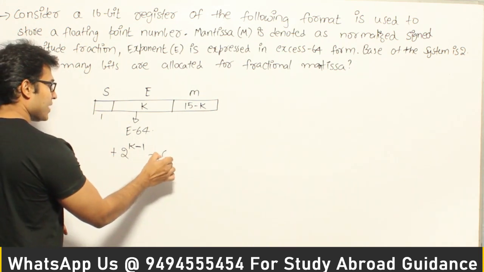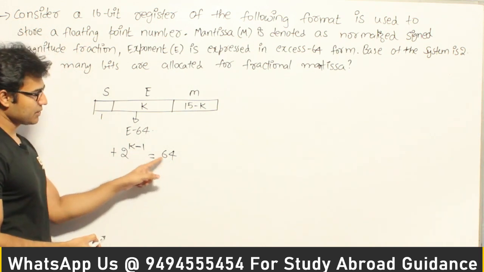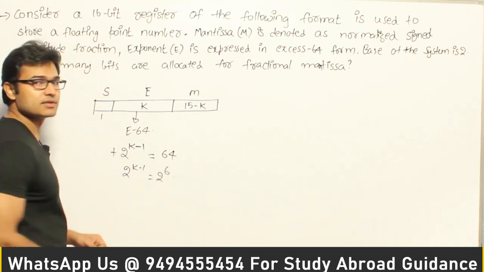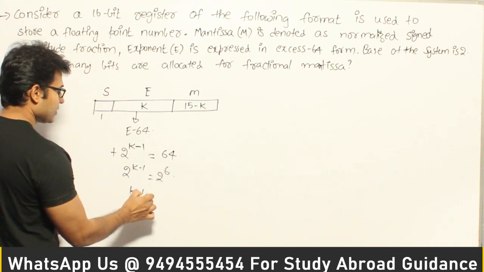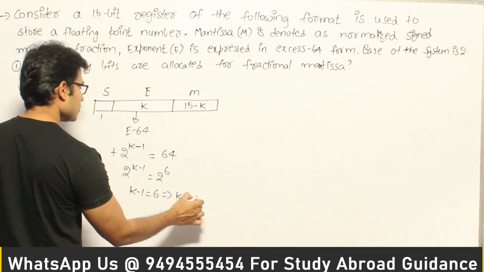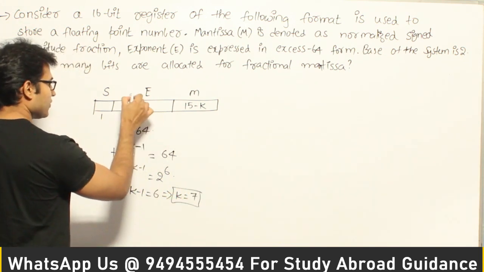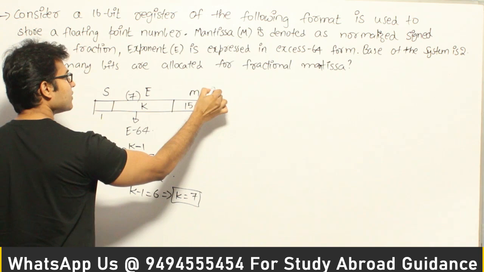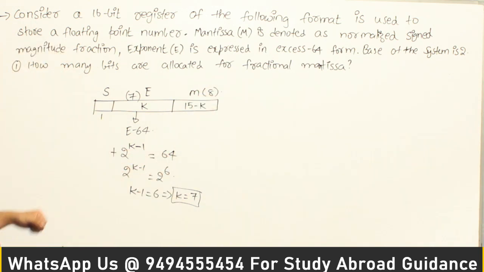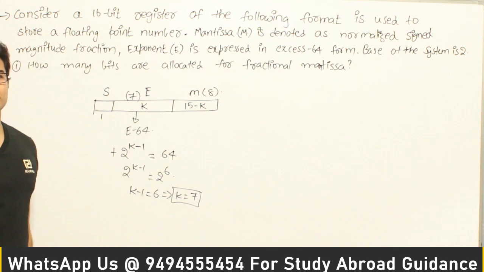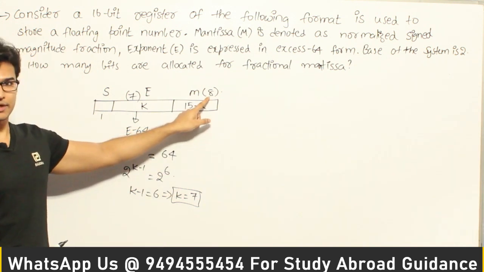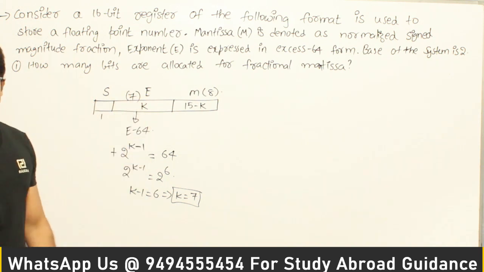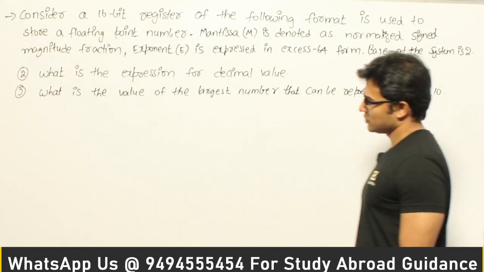Now they are saying that the bias here is 64, which means 2 power k minus 1 is going to be 64. Therefore 2 power k minus 1 is 2 power 6, so k minus 1 is 6, which implies k is 7. So 7 bits are given to the exponent, and out of 15, if 7 bits are given to this, then 8 bits will be given to the mantissa. So that is the answer for the first question. How many bits are allocated for fractional mantissa? 8 bits are allocated for mantissa, 1 bit is for sign, and 7 bits are for exponent. Okay, fine.